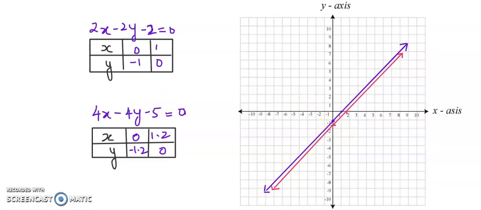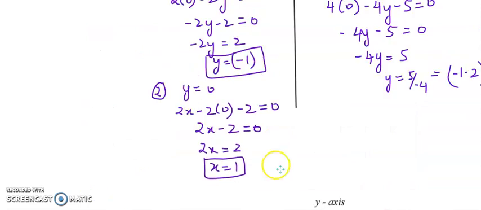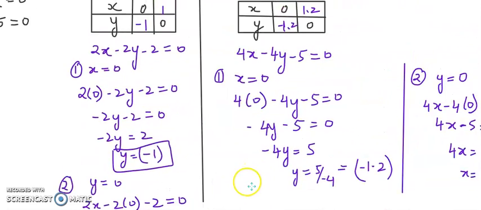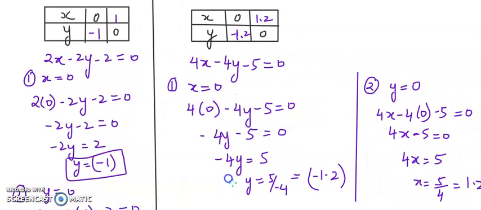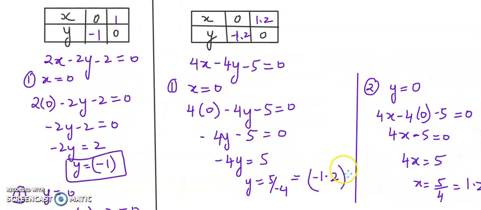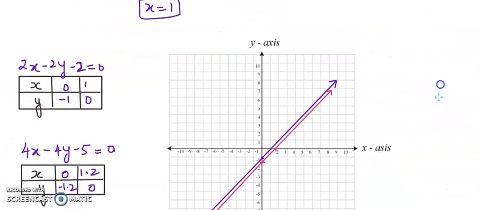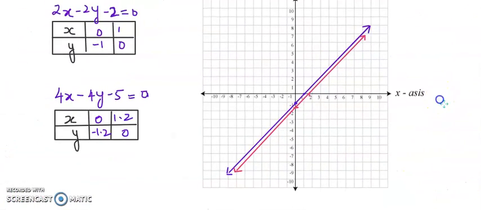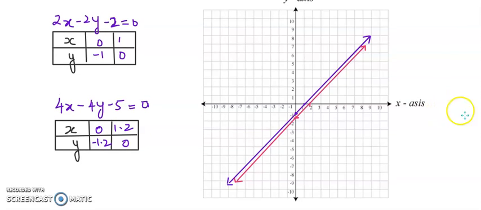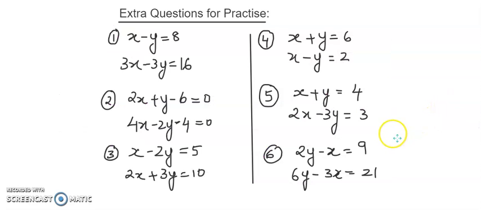So hope you understand how to represent it, right? On the graph. Take any 2 points. Only 2 points is enough to plot on the graph, right? Make a table, plot it on the graph. So at the end of the day, you'll have 3 types of graphs. One is intersecting lines, second is coincident lines, and third is parallel lines. Clear? I've taken some questions for extra practice.